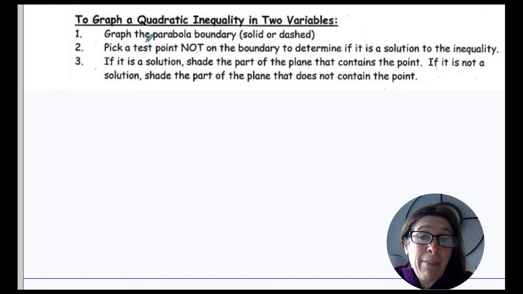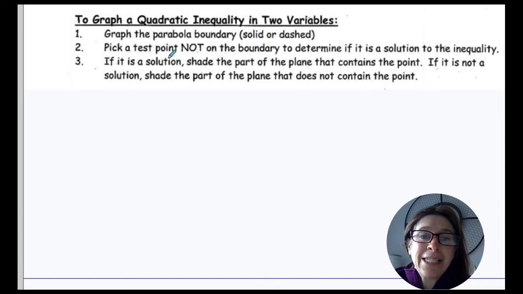First, you want to graph the parabola. You want to use some of the skills that you have for graphing parabolas, and you really should identify what form it's in. Make sure that if it's greater than or less than, you use a dashed line, but if it's greater than or equal to or less than or equal to, you use a solid line.